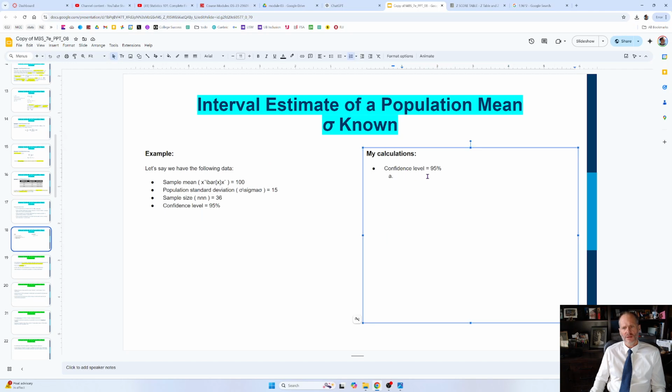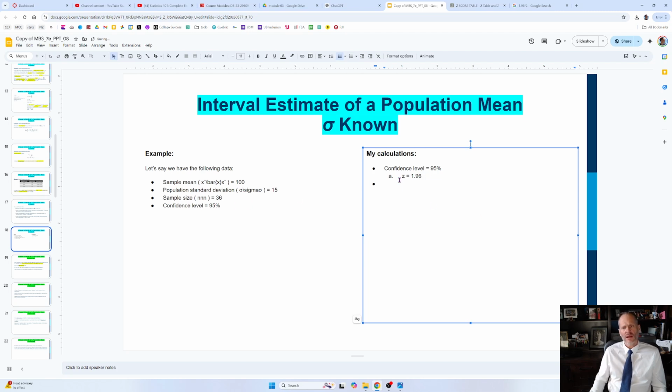So confidence level 95%, Z is equal to 1.96, right? That's my Z, that's for alpha divided by 2, right? I mean, we know all that. I don't need to put that in there.